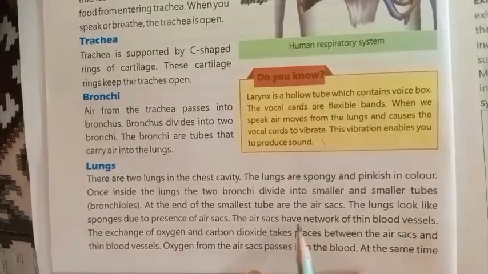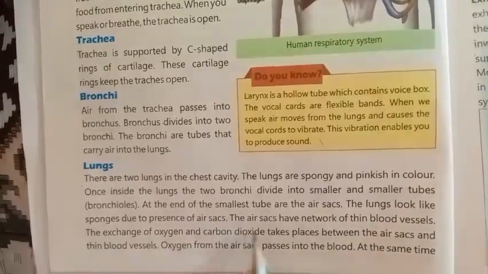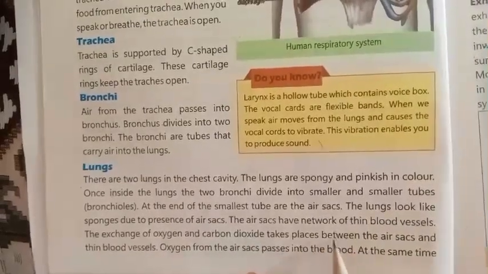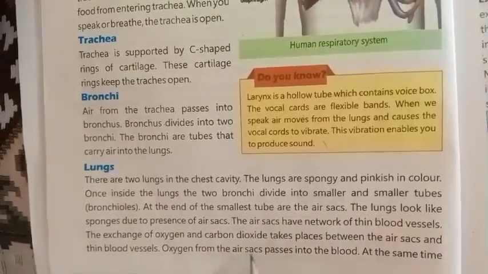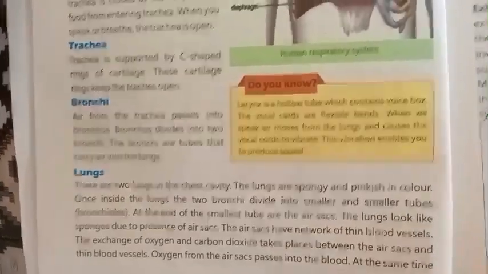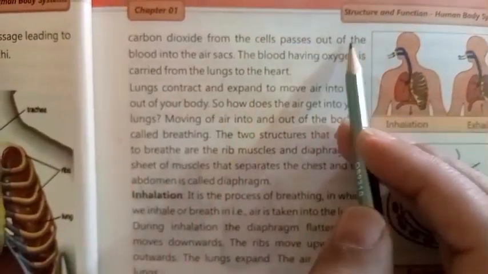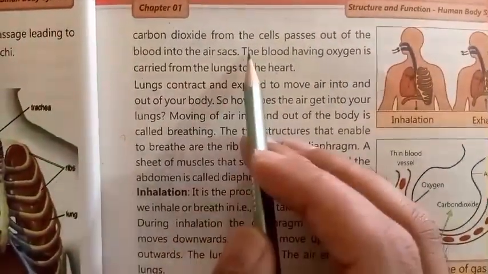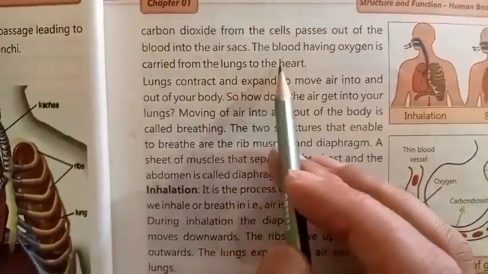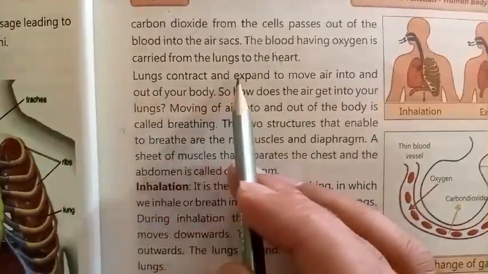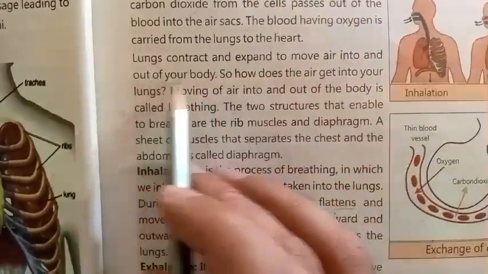The air sacs have a network of thin blood vessels. The exchange of oxygen and carbon dioxide takes place between the air sacs and thin blood vessels. Oxygen from the air sacs passes into the blood. At the same time, carbon dioxide from the cells passes out of the blood into the air sacs. The blood having oxygen is carried from the lungs to the heart. Lungs contract and expand to move air into and out of your body.